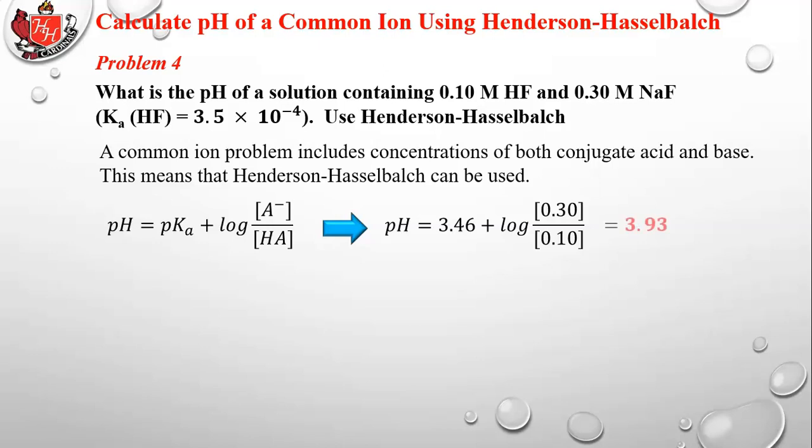So now you just go ahead and solve for this, and you get 3.93, the same thing we got on the last problem. Again, it's just two different ways of doing the same thing. Henderson-Hasselbalch is much shorter and easier, but you do have to have some of both the weak acid and the conjugate weak base. If you don't have both, you can't use Henderson-Hasselbalch. You can, however, use the weak acid equation or the weak base equation, depending on which one you have.